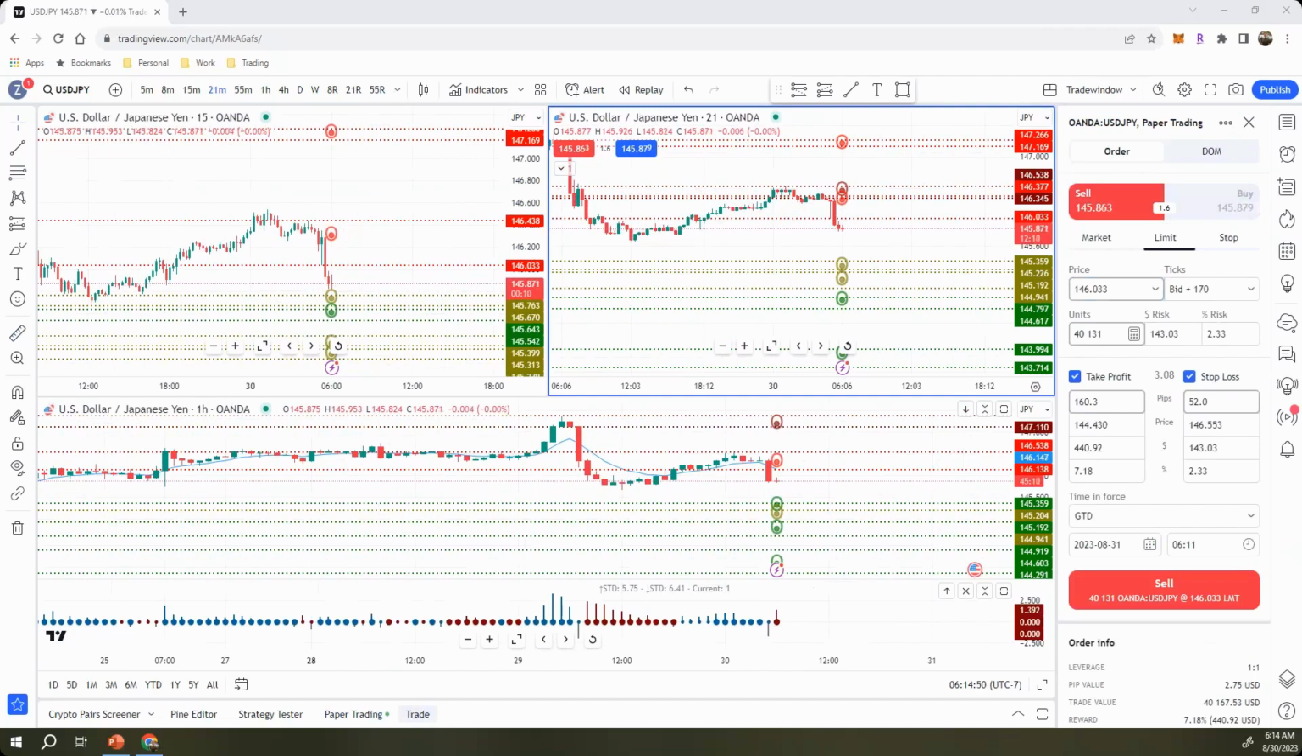So since we're going short, we're going to go ahead and put in our stop. Now the stop, what we do is we round it up. Obviously we don't have to round up for the dollar yen to the extent that we do with most other instruments, because some of them have 4 to 5 decimal points. Given that the yen is only 2, we just have to round up 1. So we're going to round this down to 146.03.